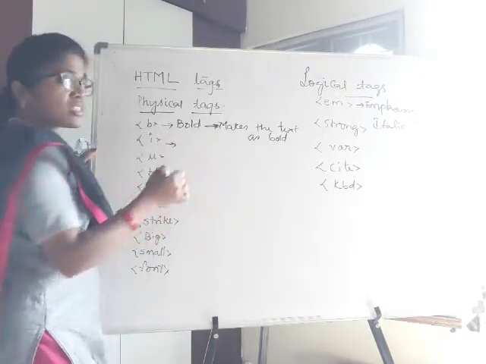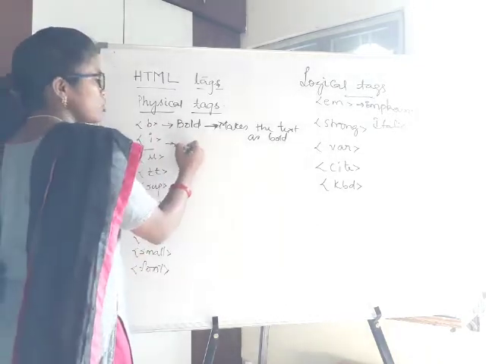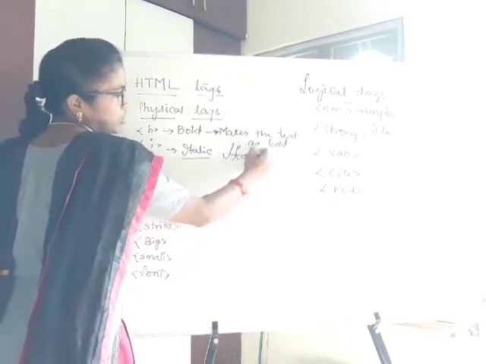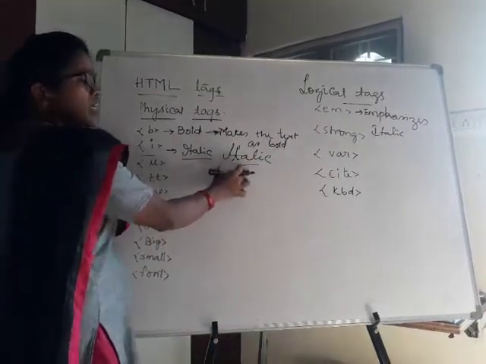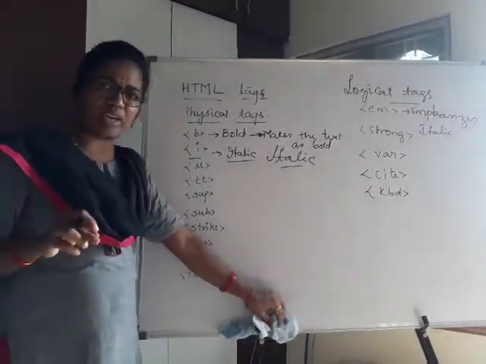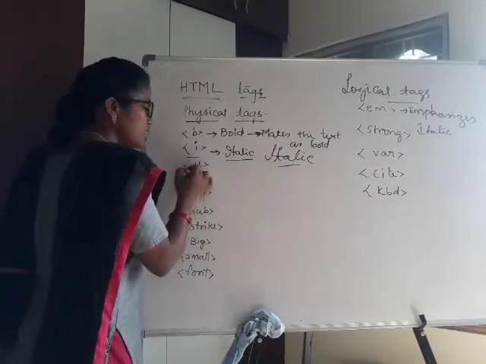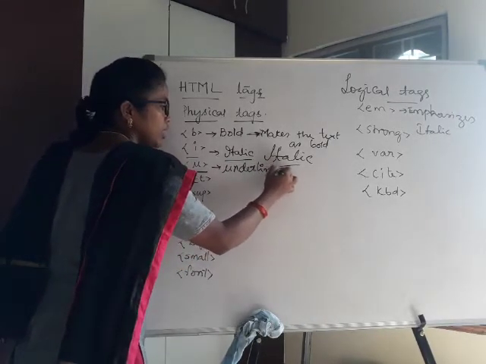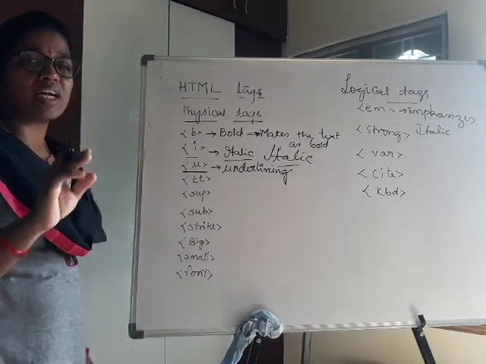And next, this is all what we have already seen in MS Word. Italic is used to make the text italic, like this. Whichever text you want to make italic must be enclosed between the I tag, the italic tag. Next, this is used for underlining. To underline the text we use U.